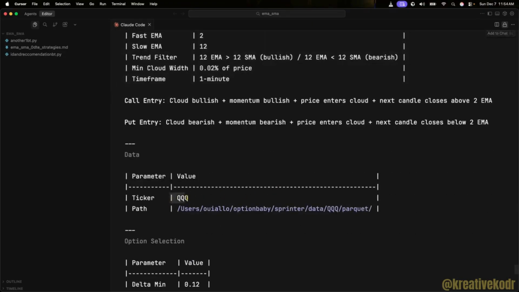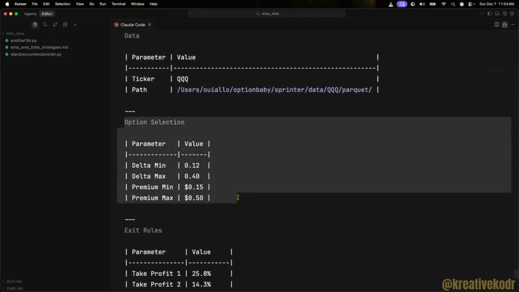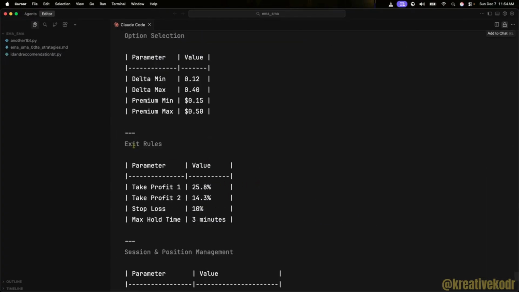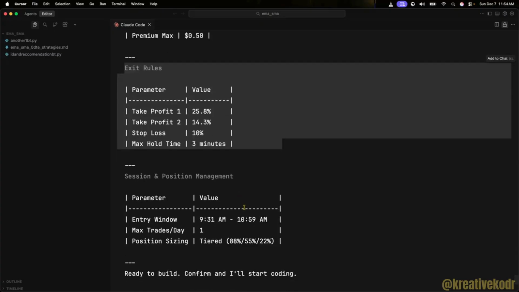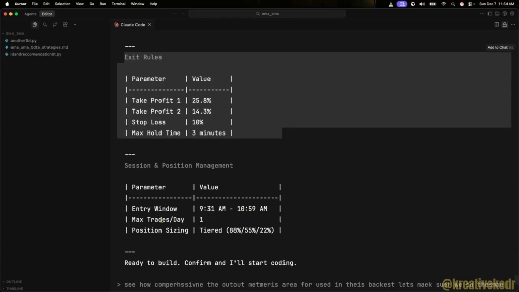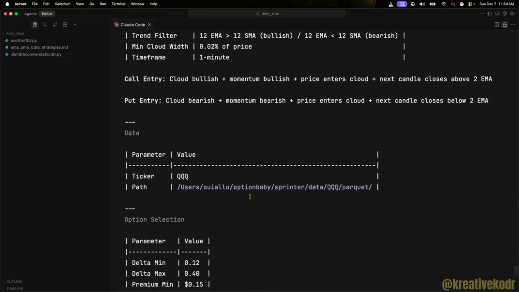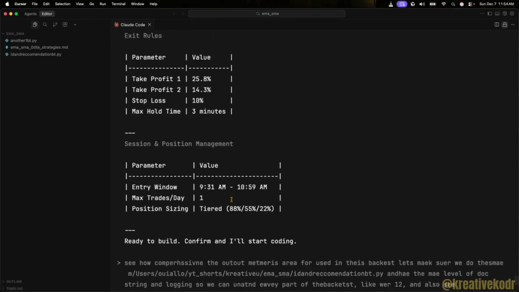We're trading QQQ. This is how you select an option when the signal actually triggers, and this is how you exit the positions. So there's no guesswork. This is the session and position management. We're only trading between 9:31 and 10:58, so you have about 88 minutes to find a call or put. If you can't, you're done for the day. We don't overtrade.